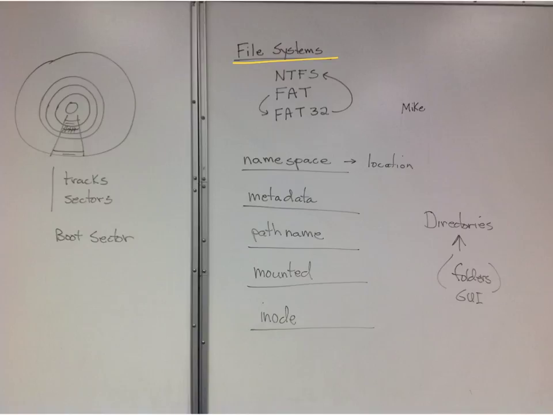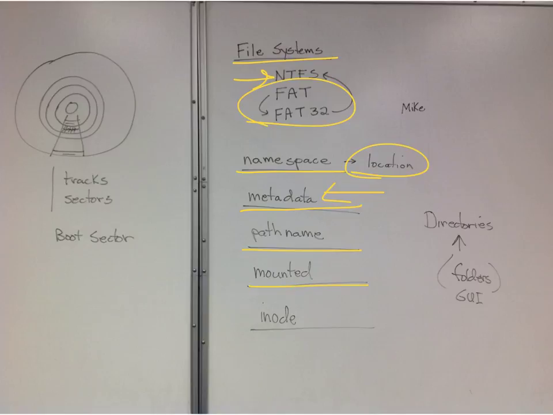We talked about file systems. NTFS, talked a little bit about that. FAT32. Talked about namespace, location, metadata, information about the file, a path to the files. We're talking about mounting files, and an inode. Directories in GUI, sometimes they call them folders.